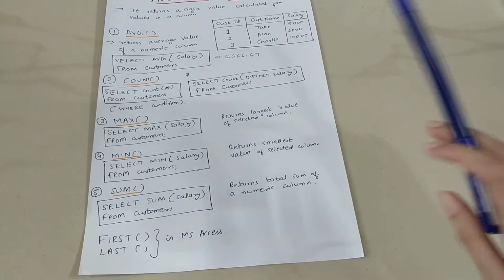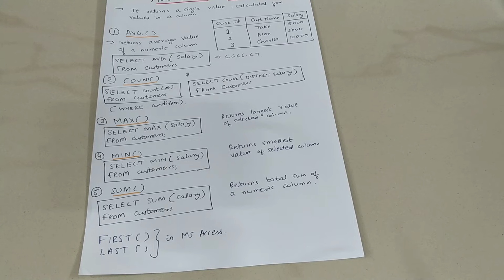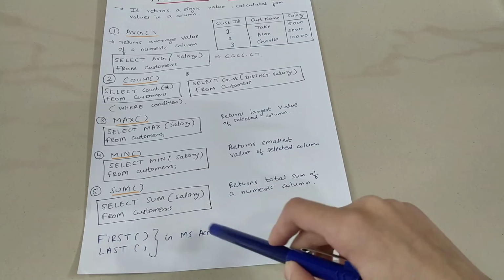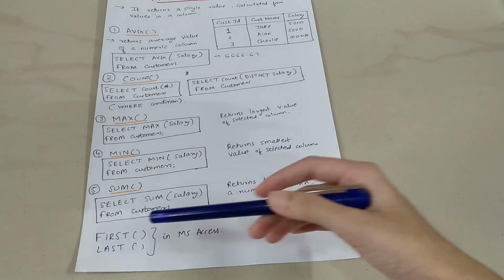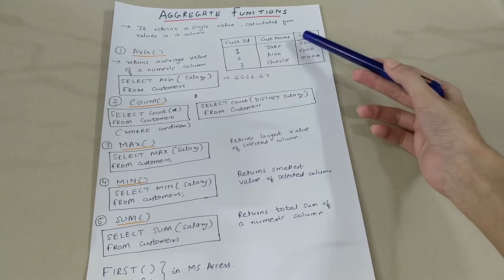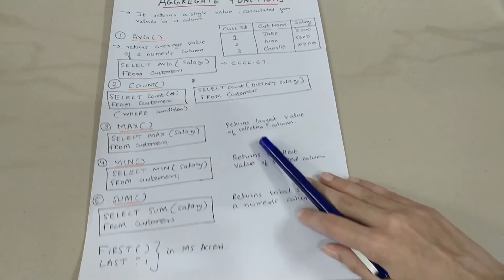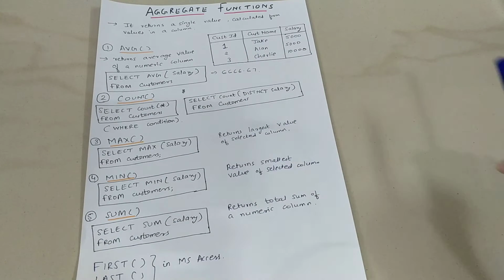There are other two also, like first and last, but they are not used in MySQL or Oracle and all of that, but it is available in MS Access. First will return the value of the first row in the particular column, and last will return the last value. But basically these five are most important.